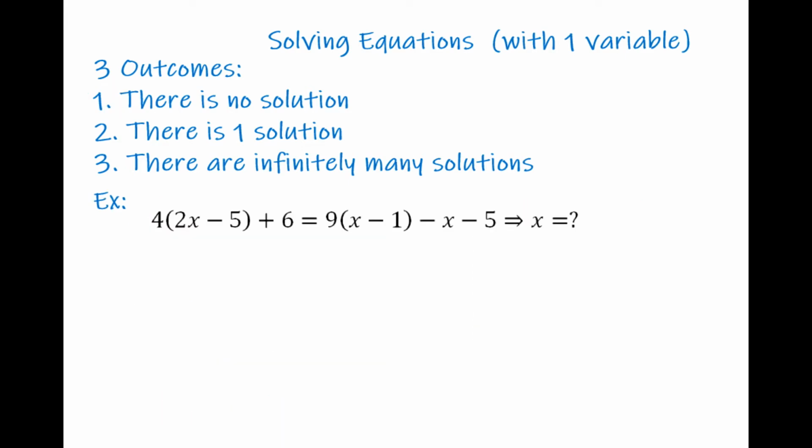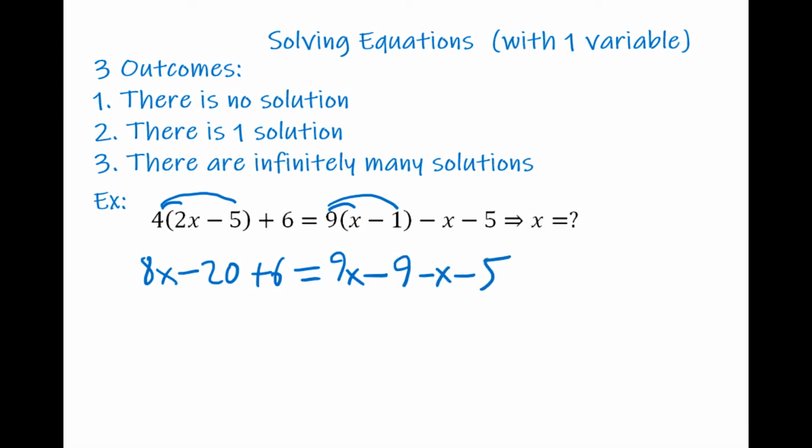Okay, guys, this is our last question, and again, we are asked to find the value of x. Again, we need to distribute this 4 inside the parentheses and this 9 inside the parentheses. And once we do it, we're going to have 4 times 2x is 8x minus 4 times 5 is 20 plus 6 is equal to 9 times x is 9x minus 9 minus x minus 5. We have 8x here, and we have 9x on the right and minus x on the right also. Let's keep going one more step, and let's see what we're going to have.